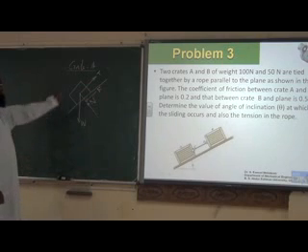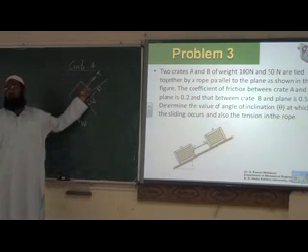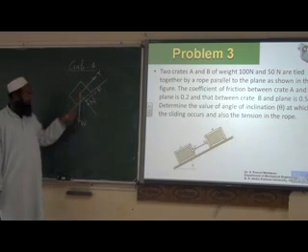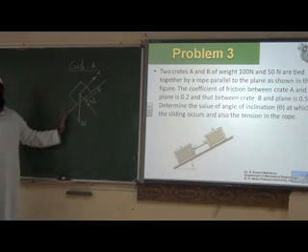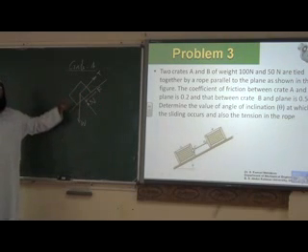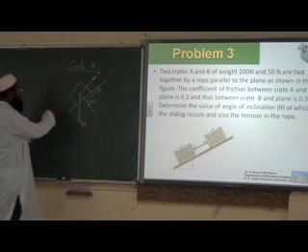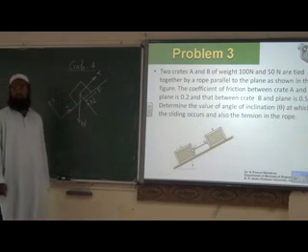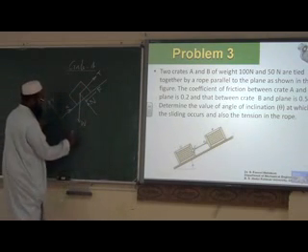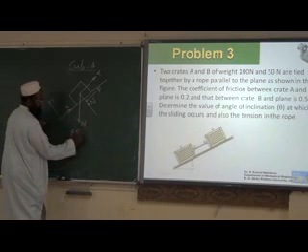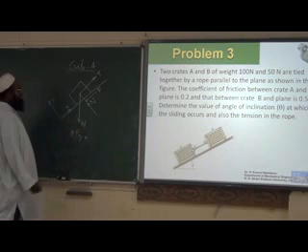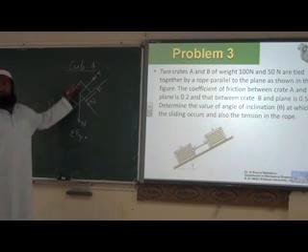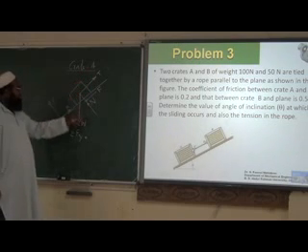Resolve the forces parallel and perpendicular to the plane. You have three forces parallel or perpendicular to the plane. Only W is not parallel or perpendicular to the plane. So it is easy to resolve them parallel and perpendicular to the plane. You consider this as X and perpendicular as Y. So find out sigma Fx, or sigma Fy also you can do. For block A, only one horizontal force is there.